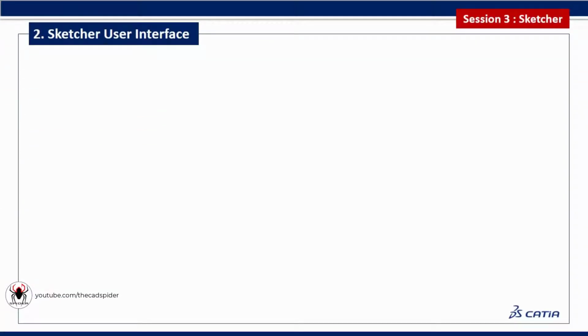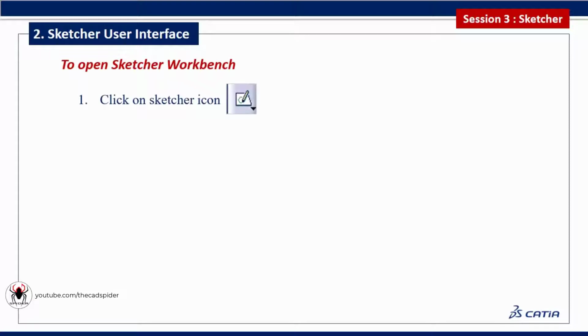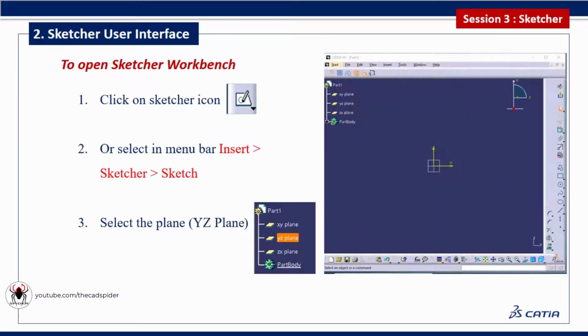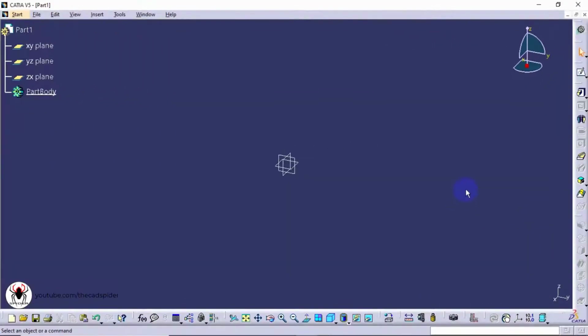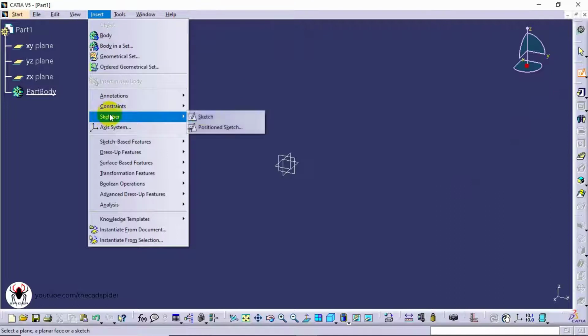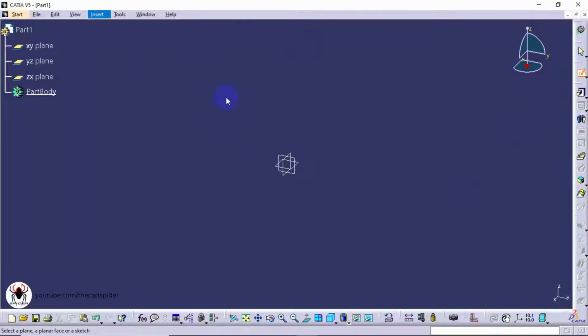Next topic is Sketcher user interface. First step, we open Sketcher Workbench. To open, click on Sketcher icon or select in menu bar. Then select plane. To open, click on Sketcher icon. Also select in menu bar. Then select plane to create sketch.